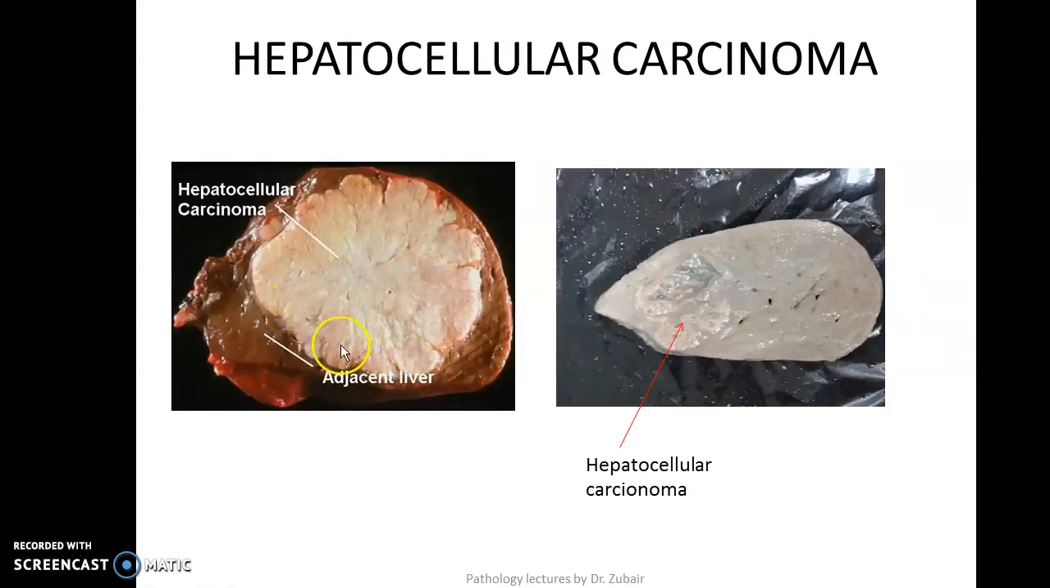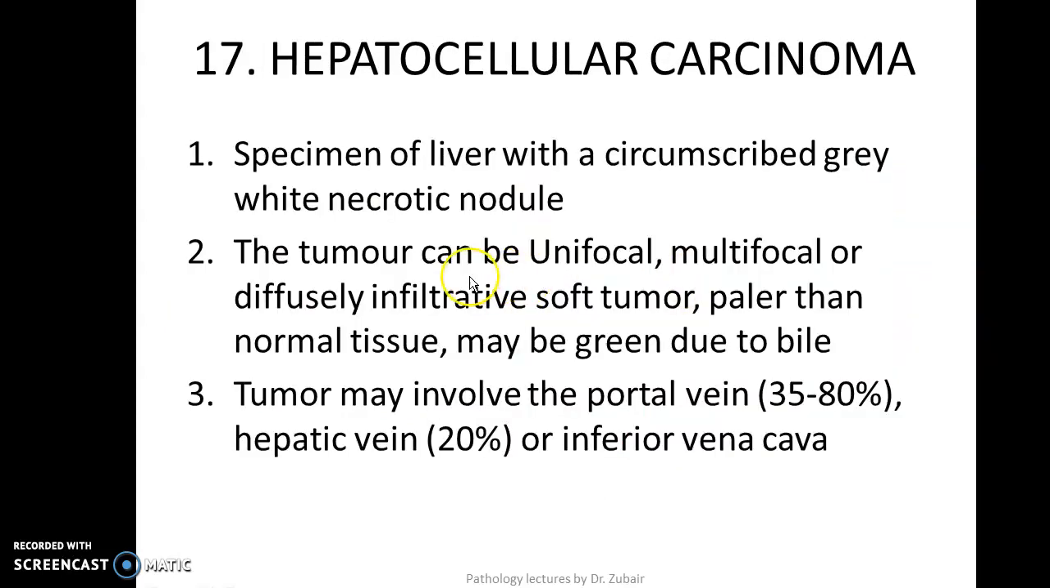Next we have a specimen of hepatocellular carcinoma. So you will say a specimen of a segment of liver having an ulceroproliferative growth, or we can describe a nodular lesion. So there is no ulcer here. We can say it's a nodular lesion on the surface of the liver, right, with hemorrhagic areas. These black areas and dark areas tend to be the hemorrhagic areas. Alright. So, specimen of a liver with a circumscribed gray white necrotic nodule.